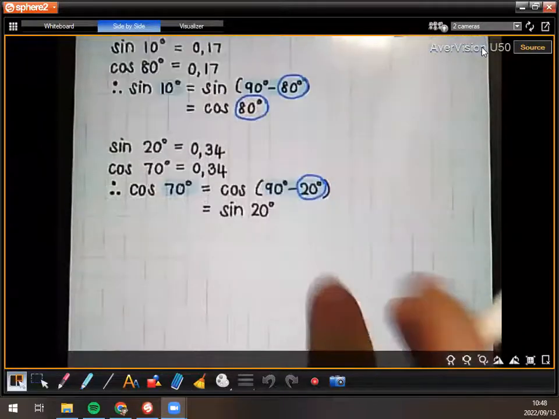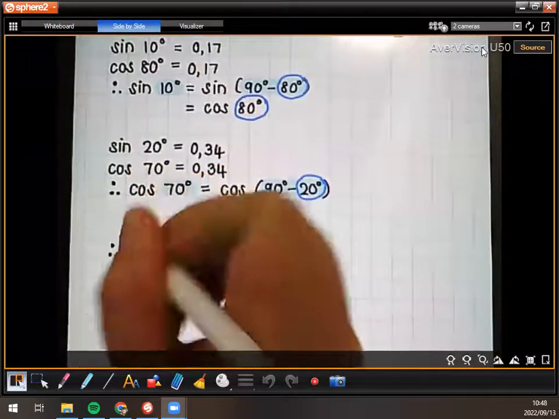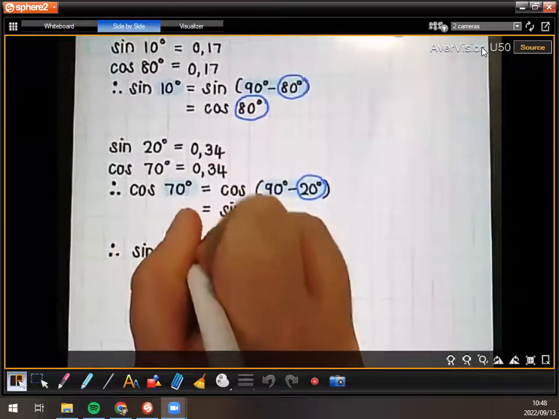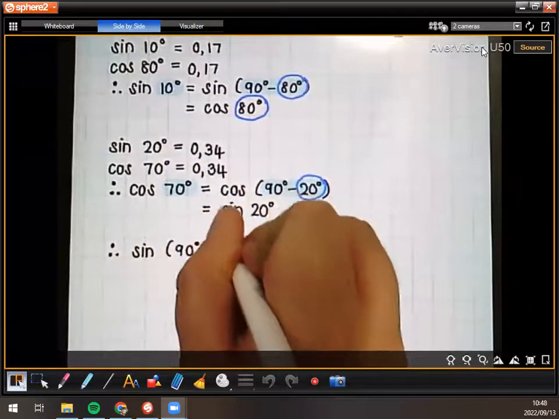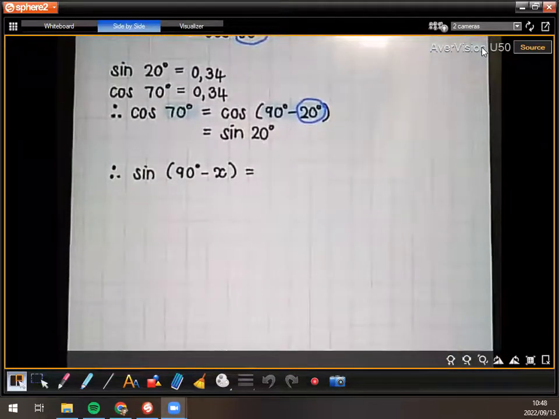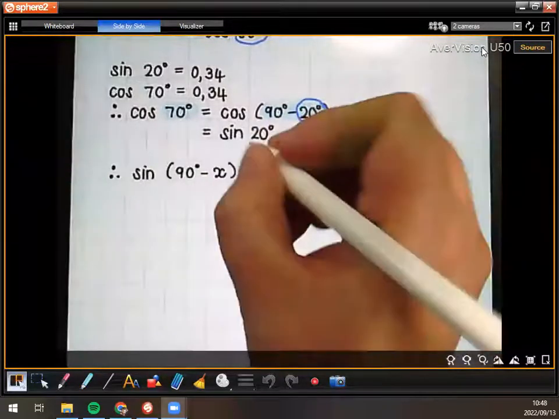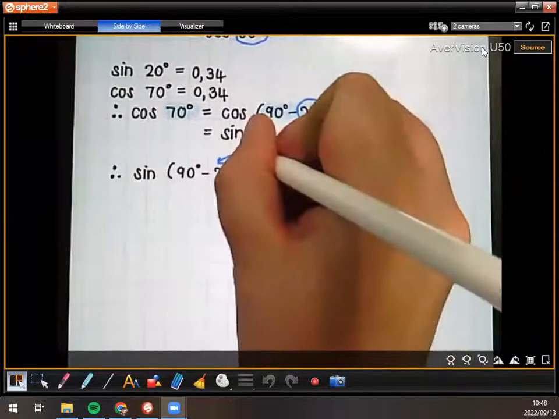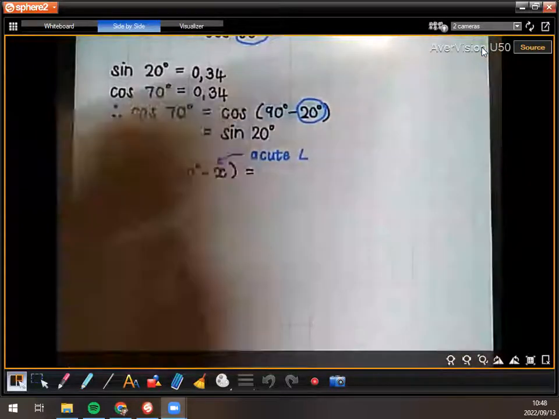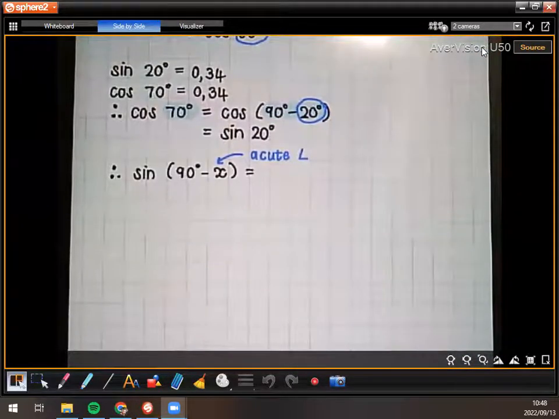Okay, so from this, if you have the sine of 90 minus x, now instead of an actual acute angle, I'm using x, right? If you remember that x or theta always represents an acute angle. Just add that to it, okay? Now guys, can I say that this is equal to sine of x?